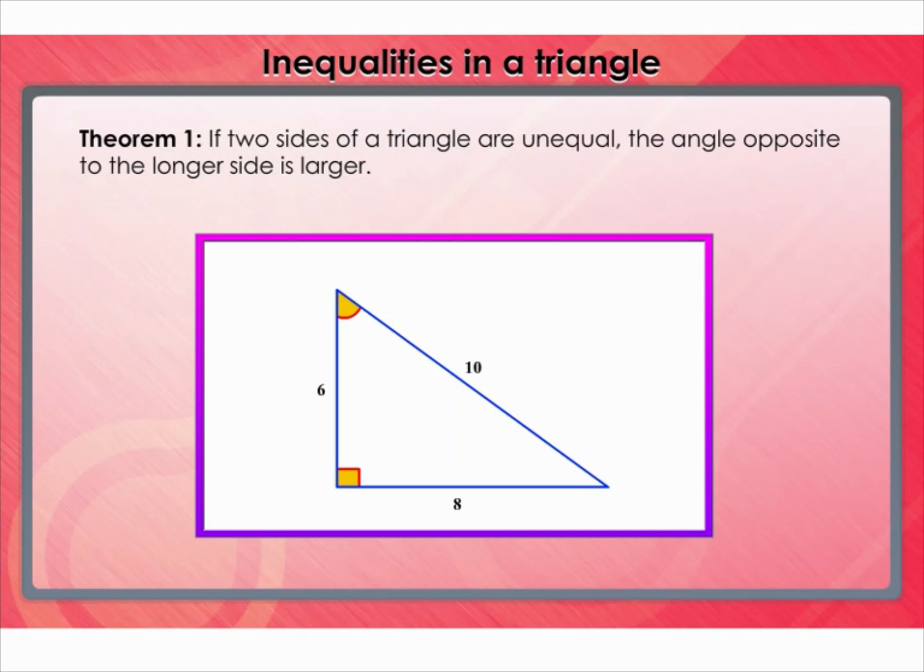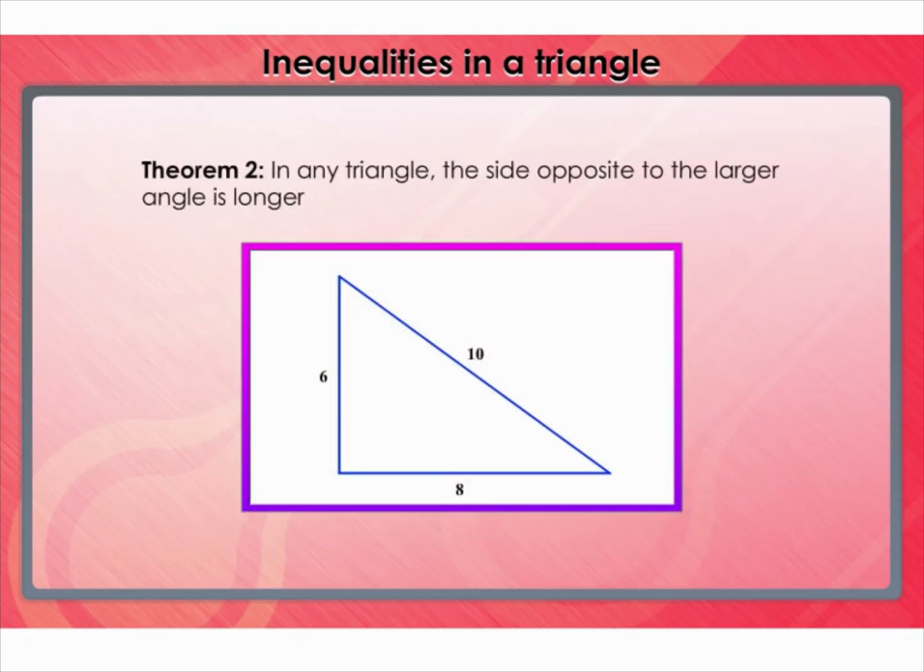Now compare the angles opposite to the 10-unit side and the 8-unit side. You can observe the angle opposite to the 10-unit side is greater. Similarly, you can verify the angles opposite to the 8 and 6-unit sides. Children, as an exercise, you can verify the other triangles also.